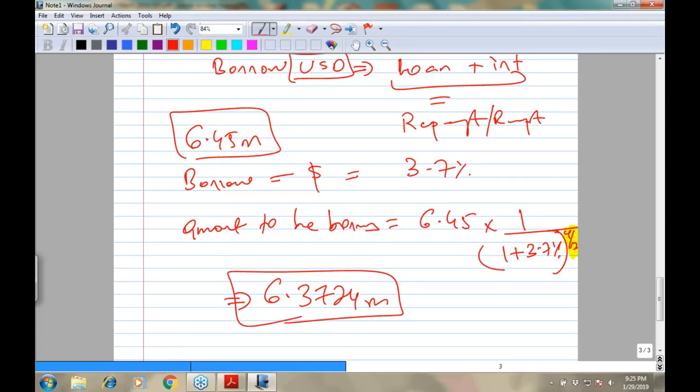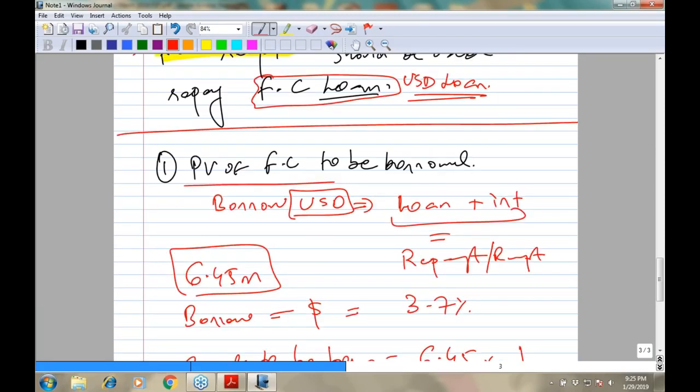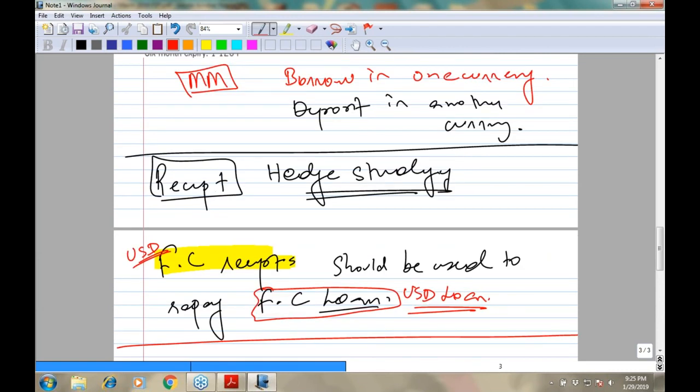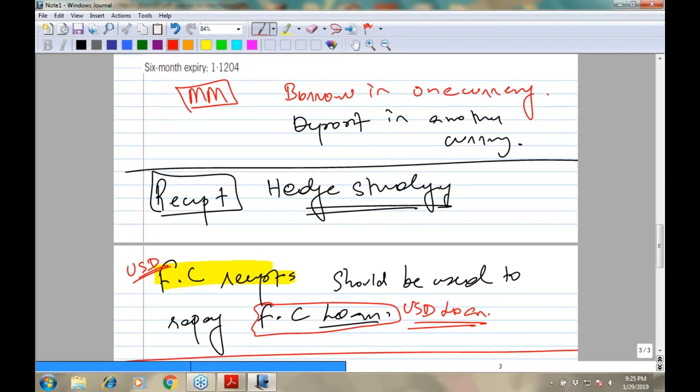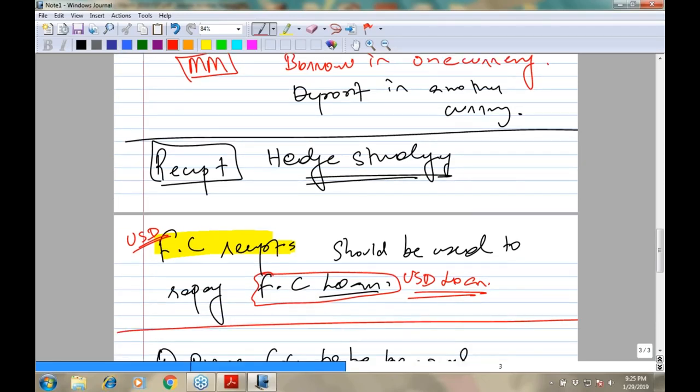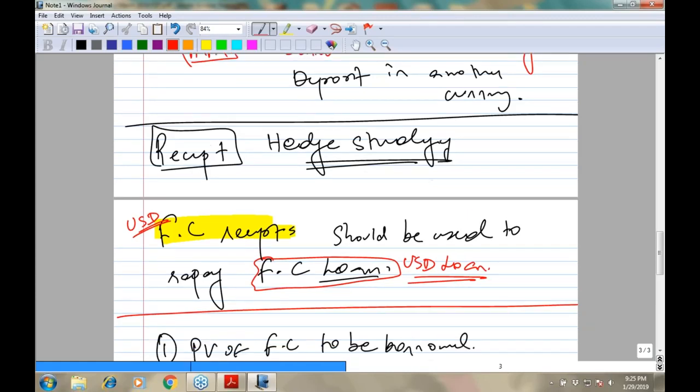Just wait, I'm going to explain the principle behind this. In a money market hedge, you borrow in one currency and deposit in another currency. The money market operates with two currencies, one being borrowed and the other deposited. If you have a foreign currency receipt, then you need to create a foreign currency loan. You will see why in a while. Since you have a USD receipt, we would create a USD loan.